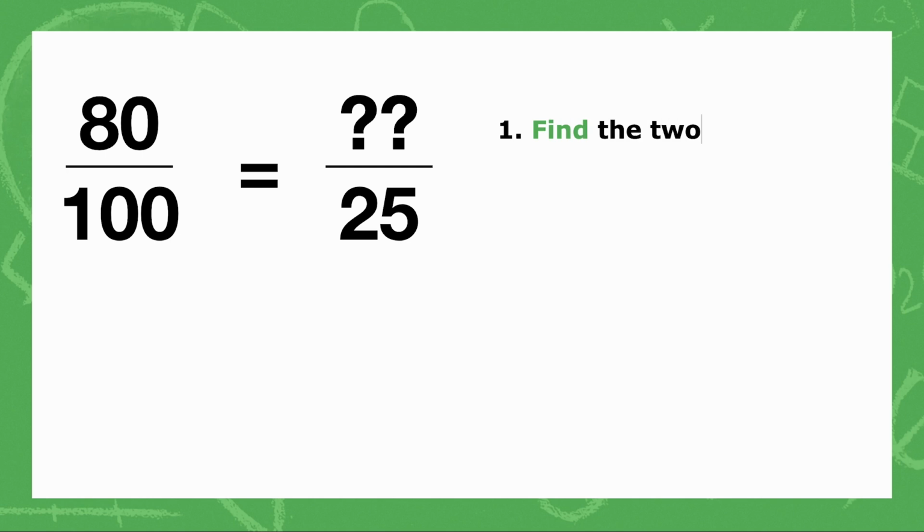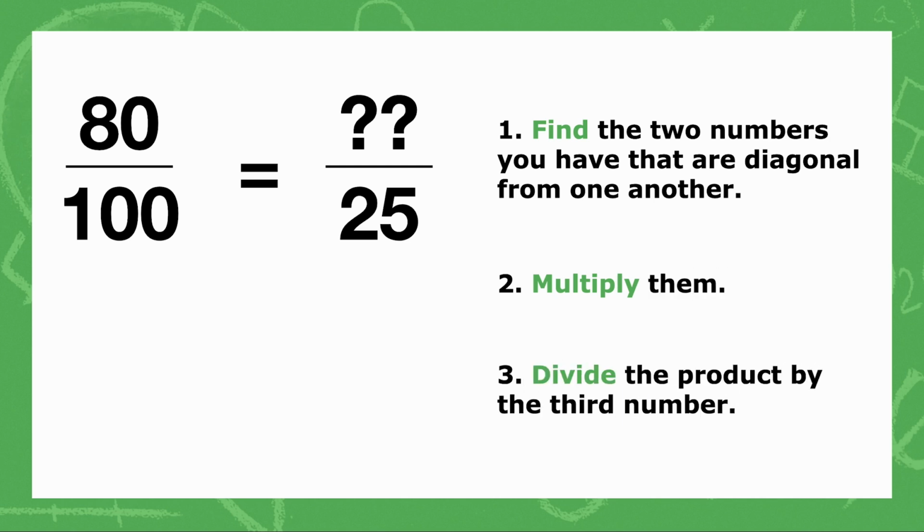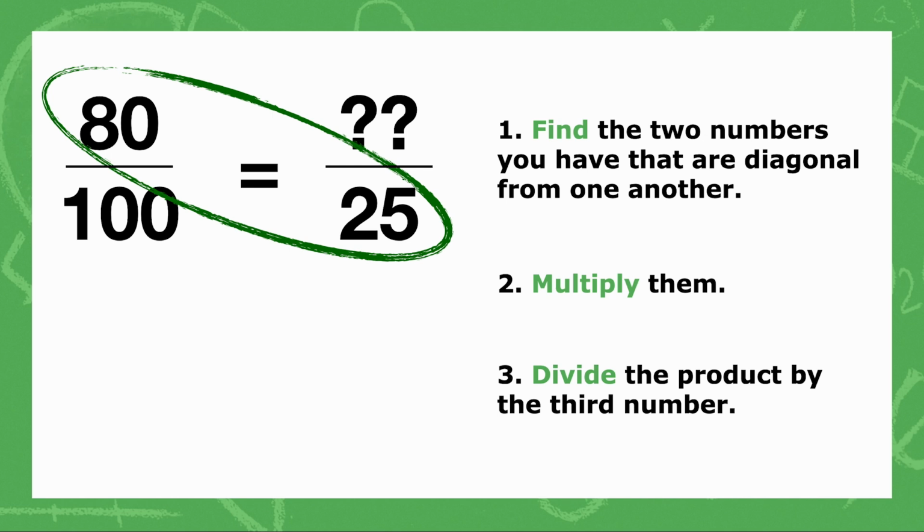Step number 1 is going to be to find the 2 numbers you have that are diagonal from one another. You're going to multiply them by each other, and lastly, divide that product by the third number. So let's take a look at what that is in action. The 2 numbers we have diagonally from one another are 80 and 25. So let's multiply them together, and we'll get a product of 2,000. Step 3 says to divide that product by our third number, 100, and we get an answer of 20.